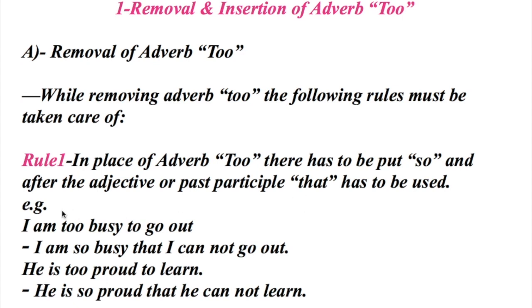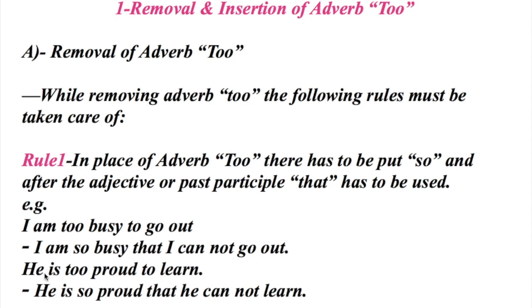For example, I am too busy to go out. So here you can see there is one too and another to. So we have to remove this too. And how it is done? हम इस too के स्थान पर so लगाएंगे और इस adjective busy के बाद that लगाएंगे. So, I am so busy that I cannot go out.